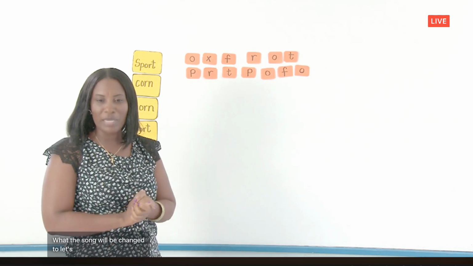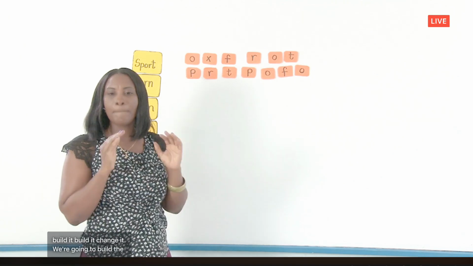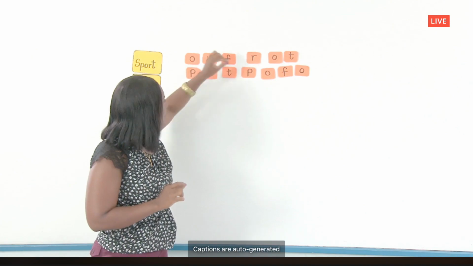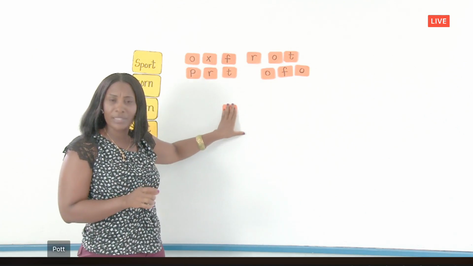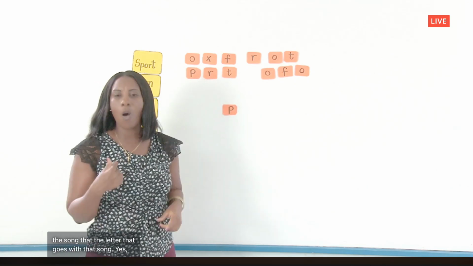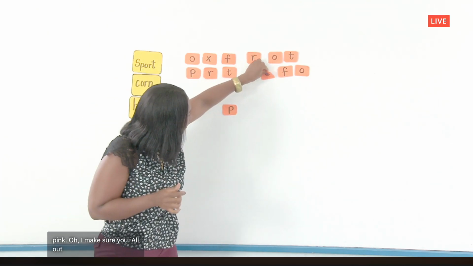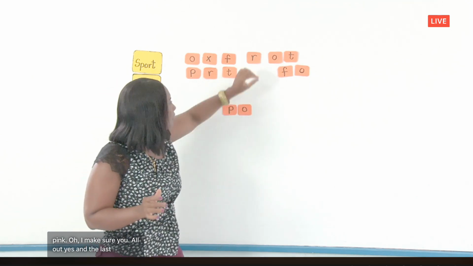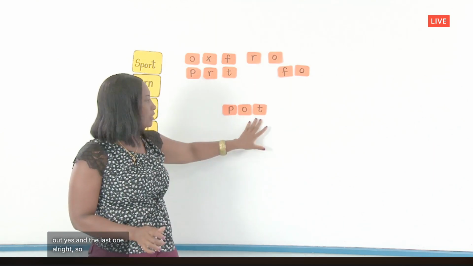Let's go. We are going to build it. Say build it, change it. We're going to build the word pot. Pot. I'm thinking about the song, the letter that goes with that song. P. Yes, it's P. O. And make sure you have that O mouth. O. And the last sound. Tss. All right. So we have built it and our word is pot.